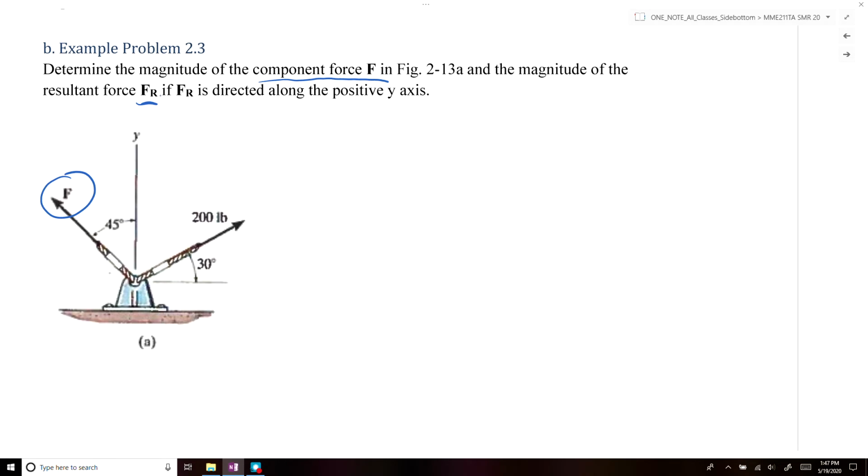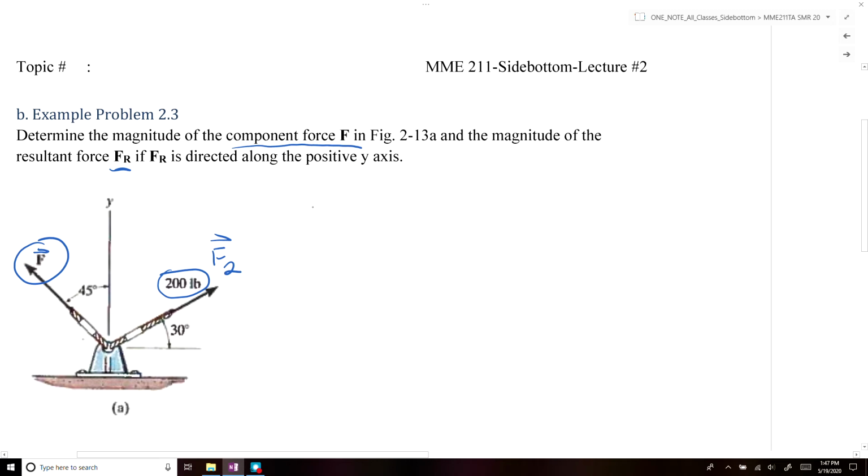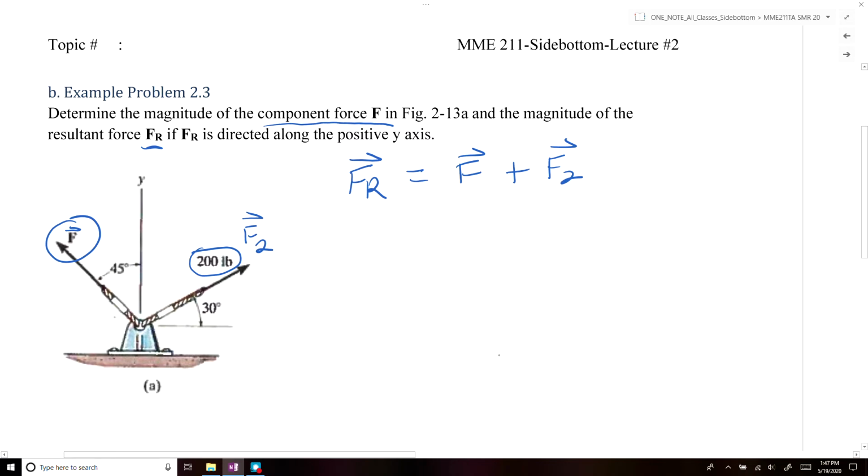Okay? So what we have in this case is two forces. We have force F and we have a 200-pound force, which I'll call F2. For these two forces, we know that if we add them together, our unknown force F plus our force F2 will be equal to our resultant force.